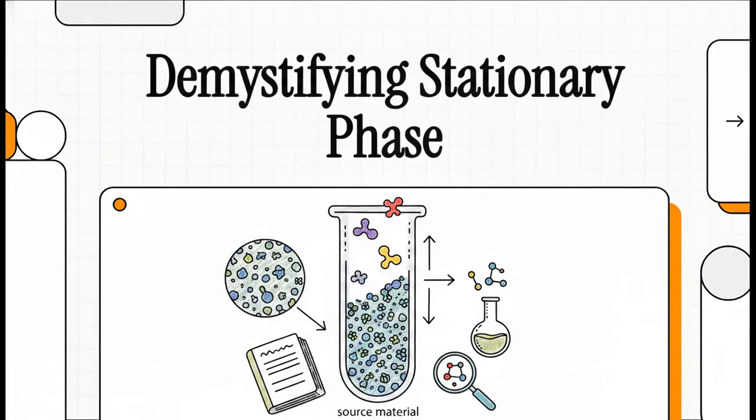Welcome to This Explainer. I am so thrilled to have you here. Today, we're diving deep into the absolute unsung hero of chemical analysis, the stationary phase. In the world of chromatography, this is the invisible terrain that makes separating microscopic molecules possible. We're going to unpack exactly how this works, pulling straight from our source material to demystify the whole process.